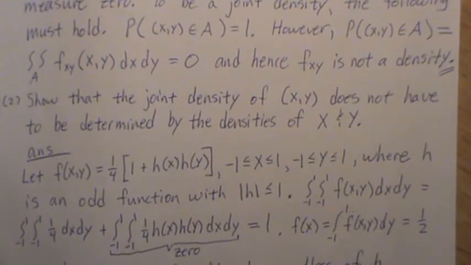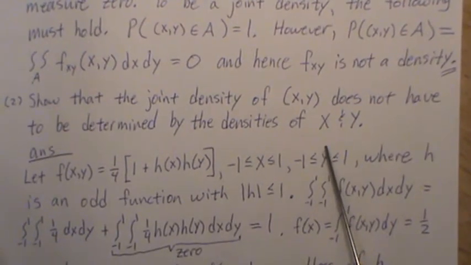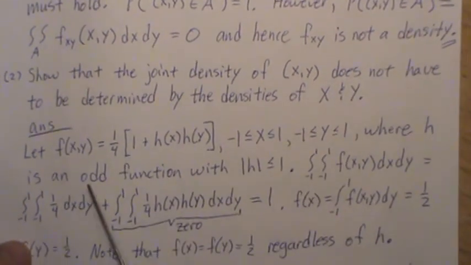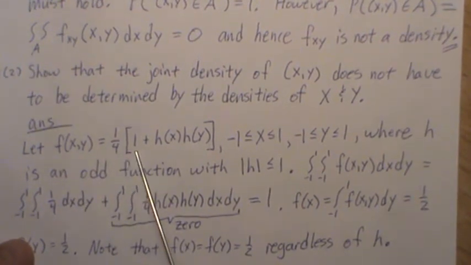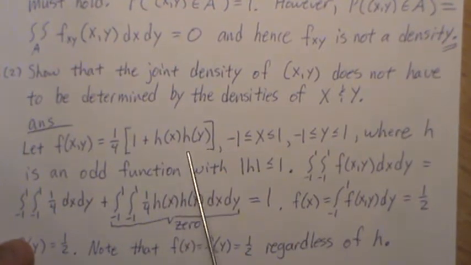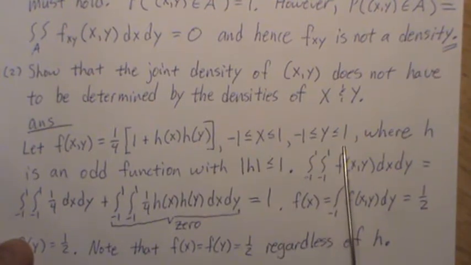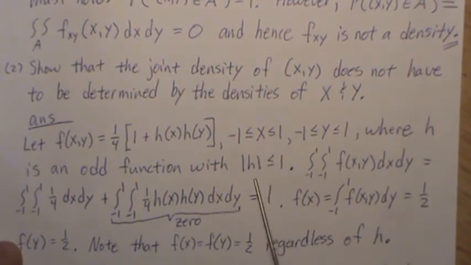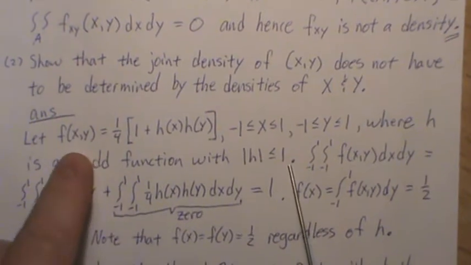Now, part 2, let's show that the joint density of (X, Y) does not have to be determined by the marginal random variables X and Y. So here's an example. Let f(x, y) equal 1/4 times (1 + h(x) h(y)), where x goes from -1 to 1, y goes from -1 to 1, and h is an odd function and has modulus less than or equal to 1.